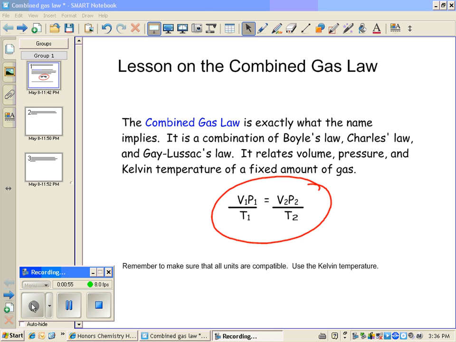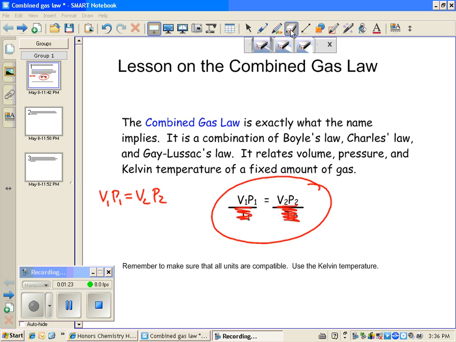Let me show you something. I'm going to, over here to the side, write something. If I want to do Boyle's law, it's volume 1 times pressure 1 equals volume 2 times pressure 2. All right, look right here. If I were to get rid of this, I have Boyle's law. Remember Boyle's law, temperature is held constant. So if I were to get rid of that part, then I have Boyle's law.